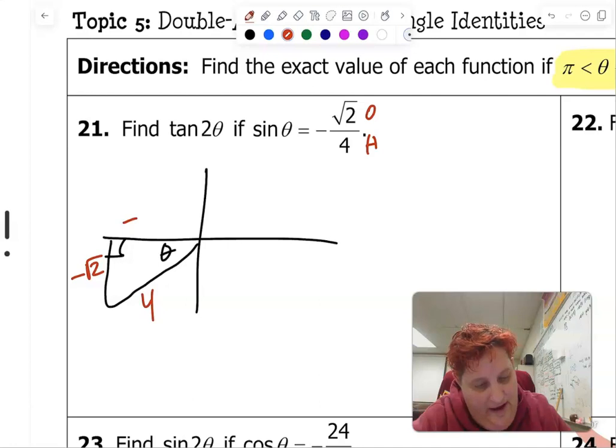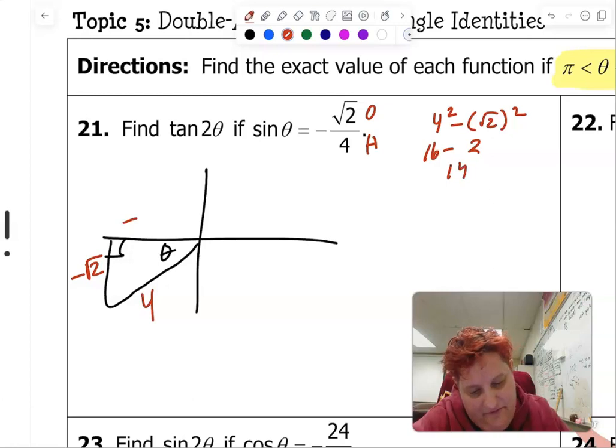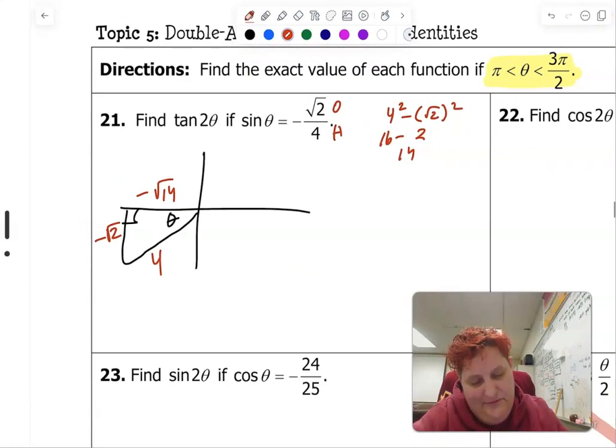Now this one's a little tricky to try to get the other side because it's not a triple. So I have to do on my calculator 4 squared minus square root 2 squared. You do not have to put in the negatives. Those are read anyways. That's 16 minus 2, which is 14. Okay? The 14 doesn't reduce, so I'm just going to go with that.